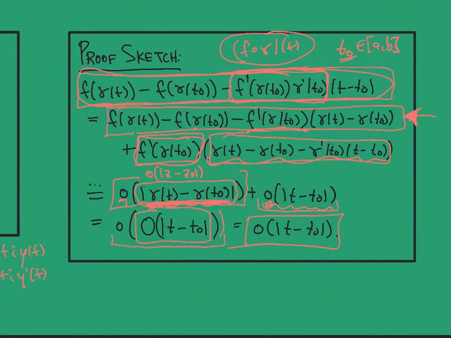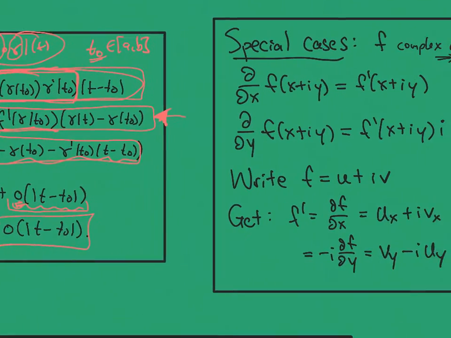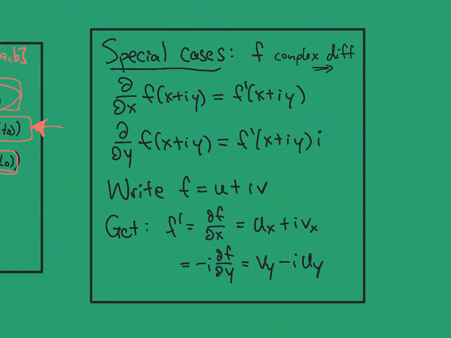And so again, this is for f that's complex differentiable, and gamma that's sort of a vector valued function of one real variable t, and you take a derivative of each component. Okay, this more general chain rule is surprisingly useful just in these special cases.